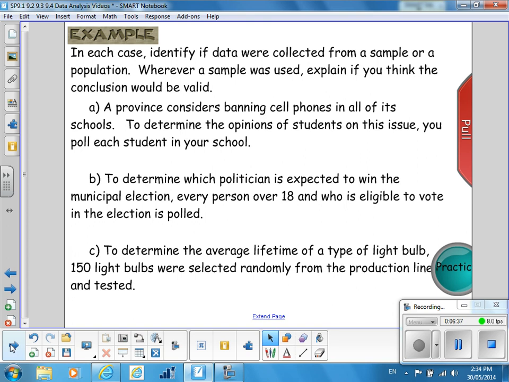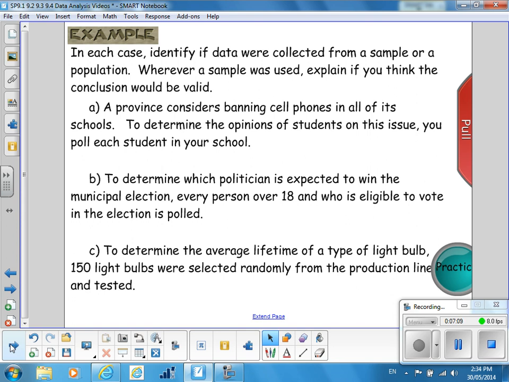Second one, to determine which politician is expected to win the municipal election, every person over 18 and who is eligible to vote in the election is polled. This would be the population, because the only people who can vote are those over 18, and then there are a few other restrictions, so they're only going to survey those who are over 18 and eligible to vote. So they are actually surveying the voting population.